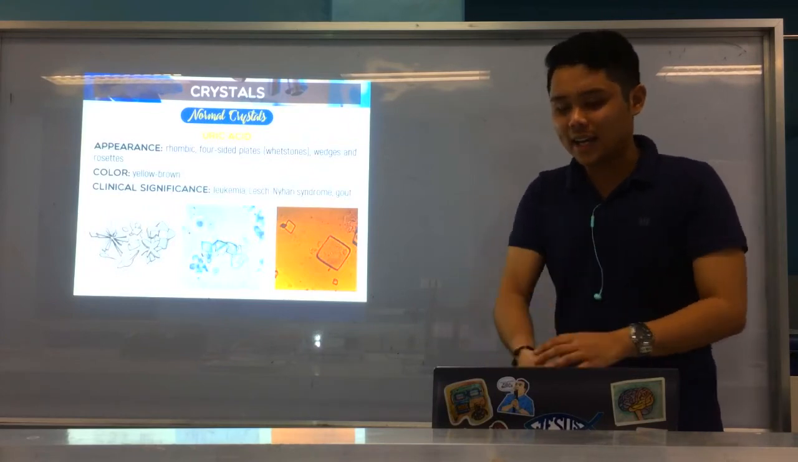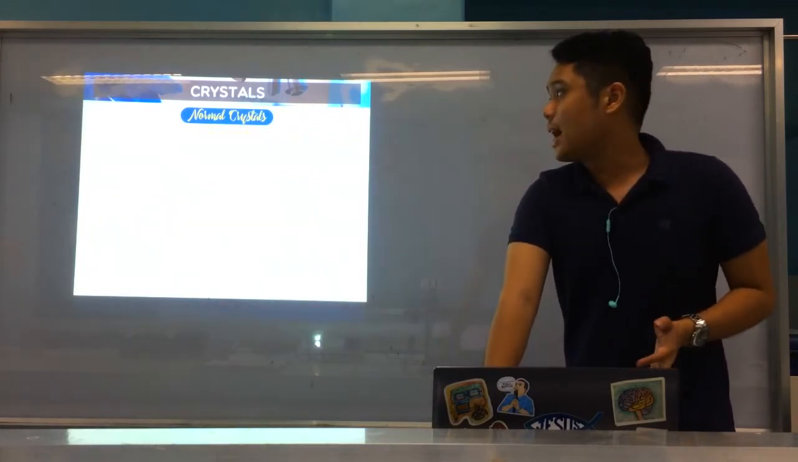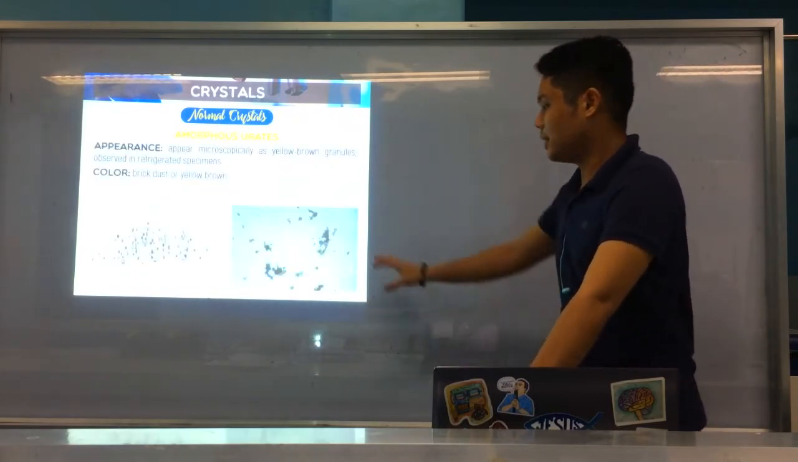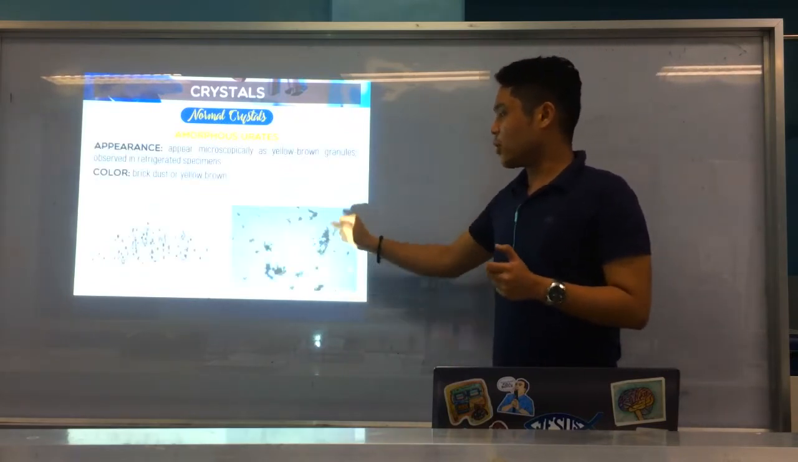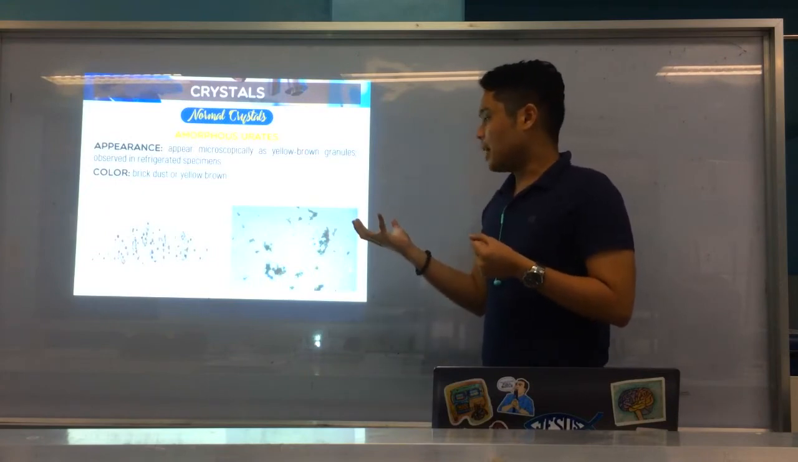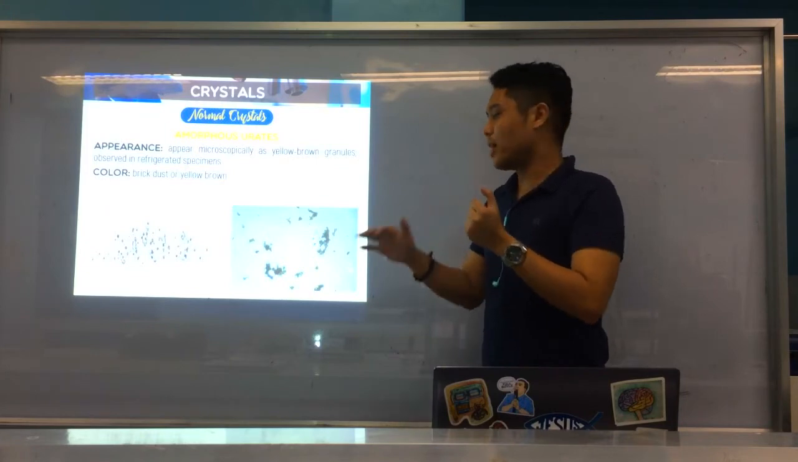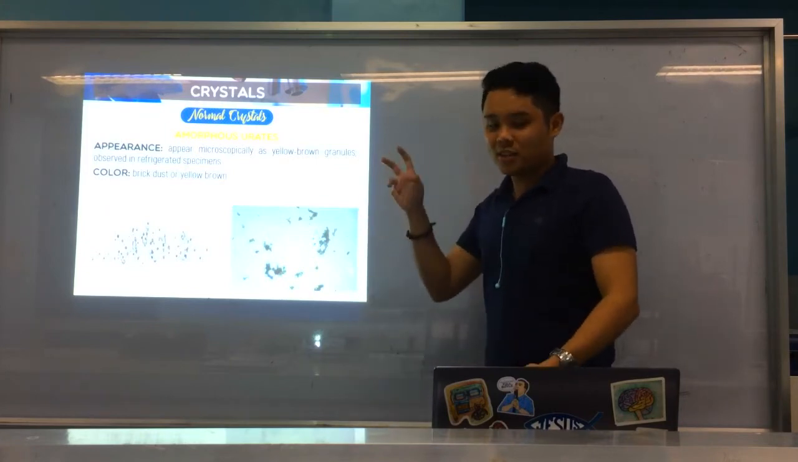Most pleomorphic, it can assume different shapes. Next one is amorphous urates. When you say amorphous, you see them clumped together, like a powder form, clustered together. So that's what points to amorphous.